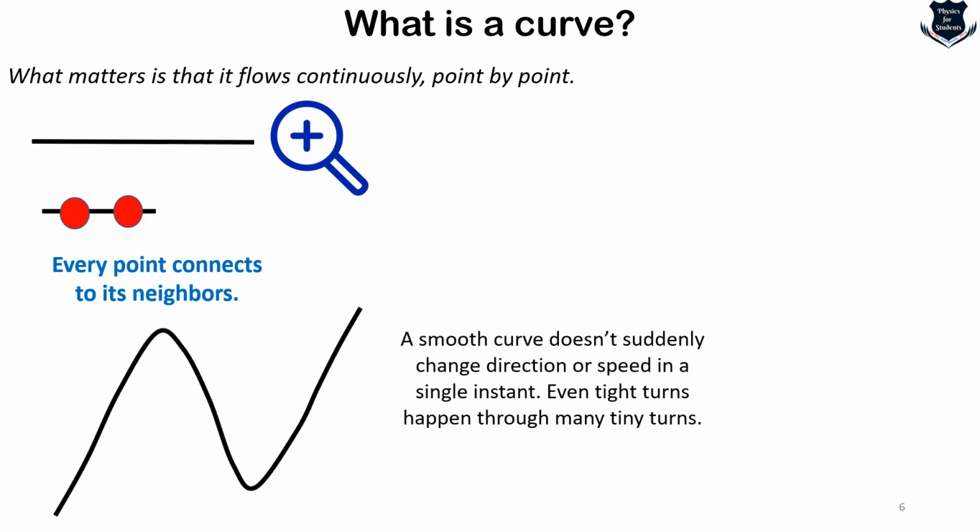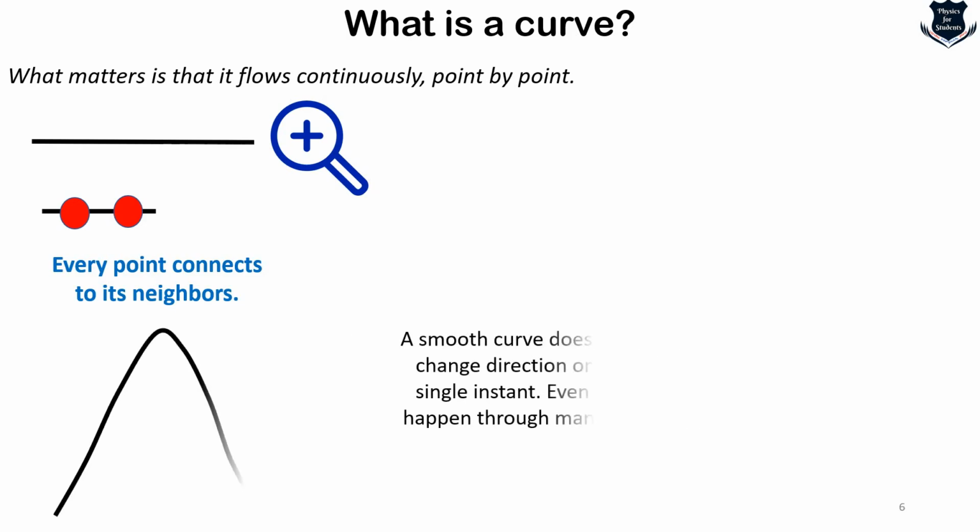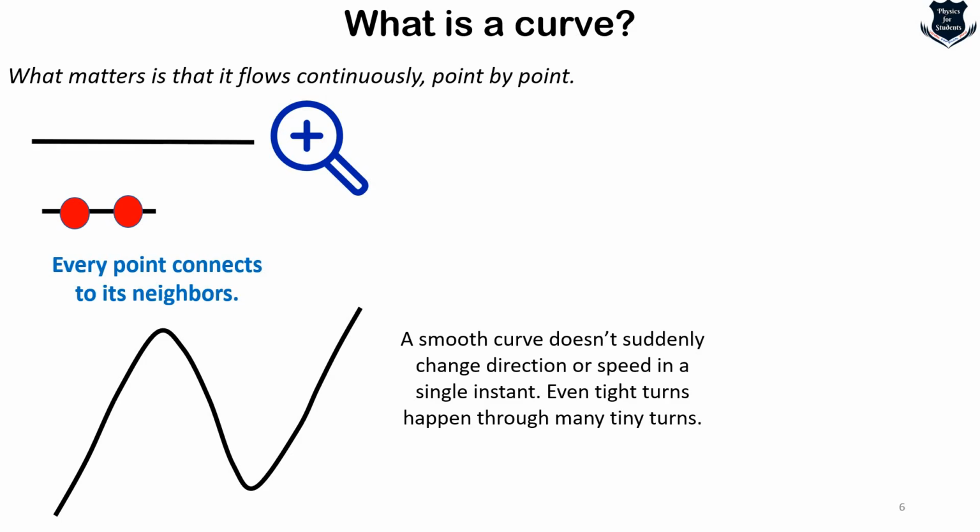Also, you will see a smooth curve does not suddenly change direction or speed in a single instant. So here is the smooth curve. You can see that it doesn't change direction and speed in a single instant. So even the twists and turns it takes happen through time and it takes many tiny turns. The second thing is that it is a steady motion. Remember, a smooth curve doesn't change very abruptly.